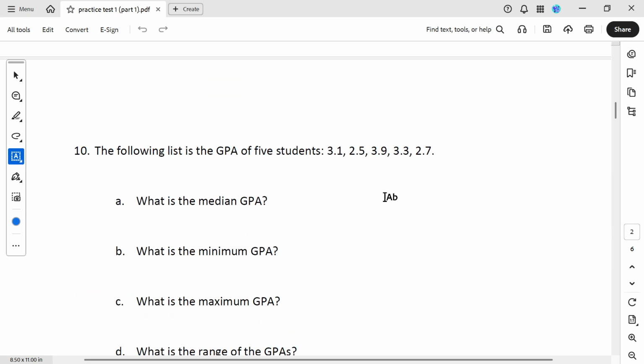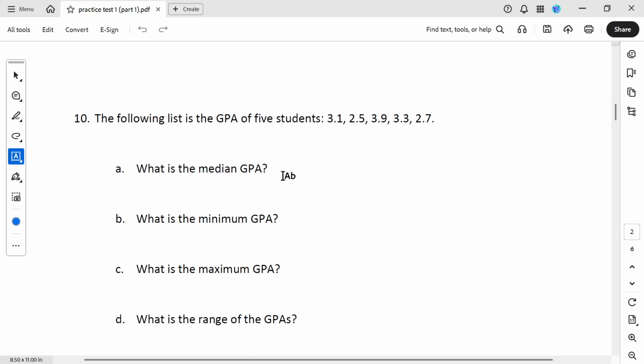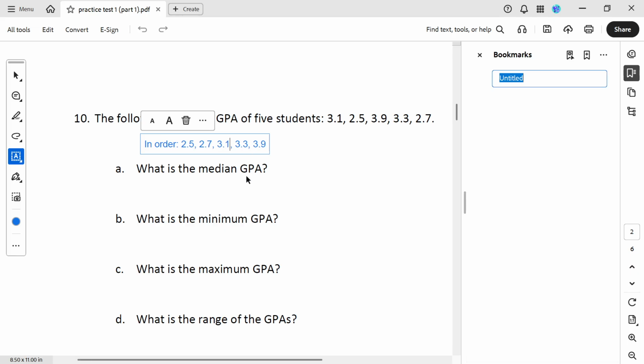So here's a GPA of 5 students, and we want to know what's the median. So first we need to put them in order, least to greatest. So in order, the least one is 2.5, and then 2.7, 3.1, 3.3, and then 3.9. So the middle one is going to be this one, 3.1.